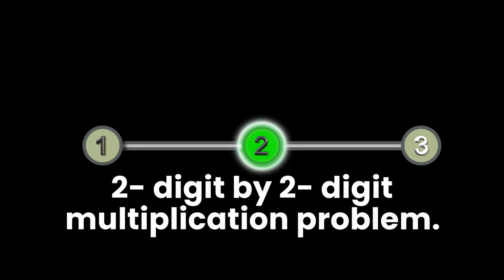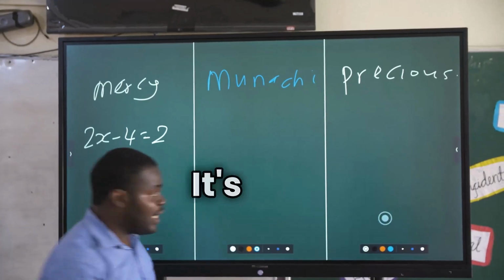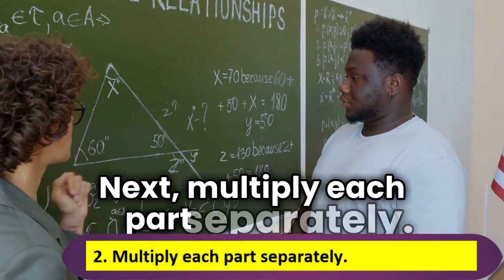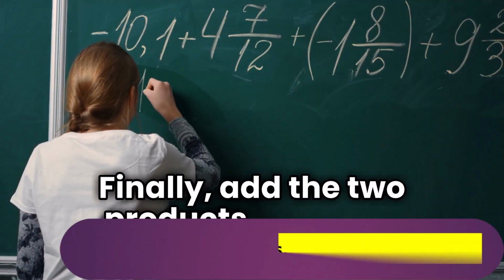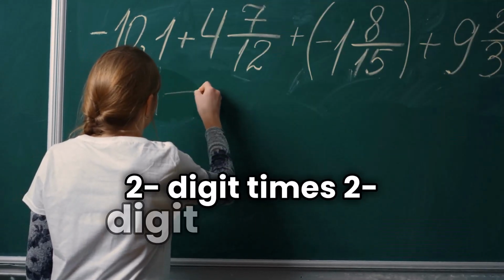Let's recap the steps to tackle a two-digit by two-digit multiplication problem. First, break the second number into tens and ones. It's like splitting a pizza. Next, multiply each part separately. Easy peasy. Finally, add the two products together, and boom, you just solved a two-digit times two-digit problem.